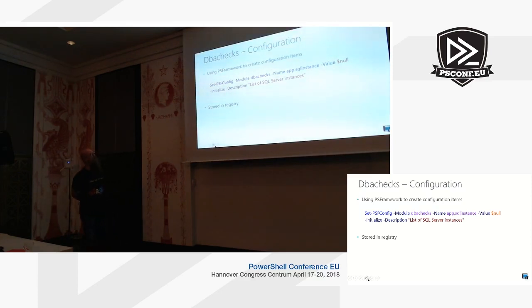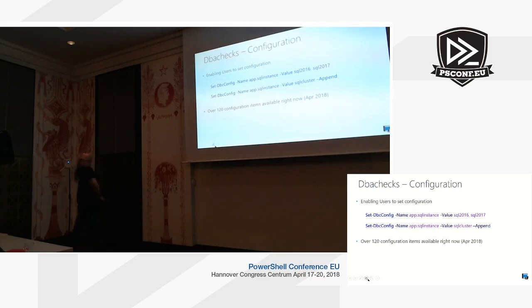And then we specify the module for DBA checks. The name, we came up with the names, app.sql instance. Initially, when you load up the module and you're initializing it, you want to set the value to null. And then we have a description there, and it's ultimately stored in the registry. What this allows is when you execute your Invoke-Pester, which we've wrapped up into Invoke-DbcCheck, that can grab all of the SQL servers to run against. And Rob is actually going to go into detail about this shortly.